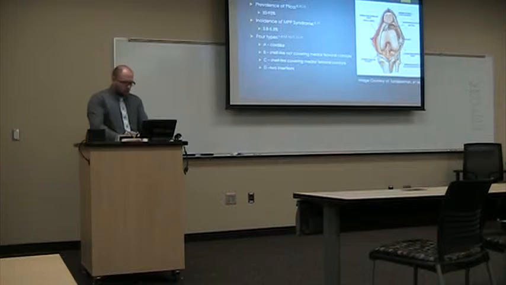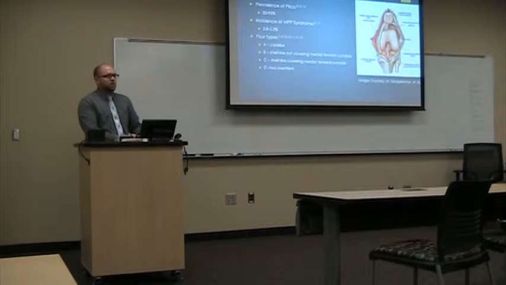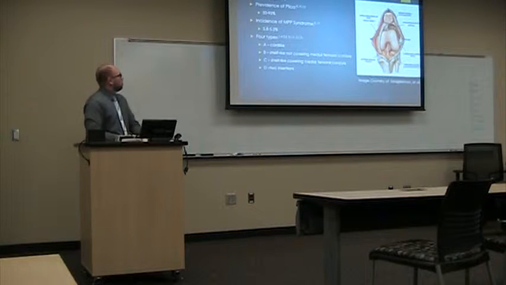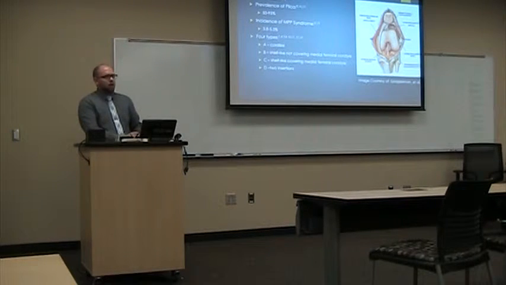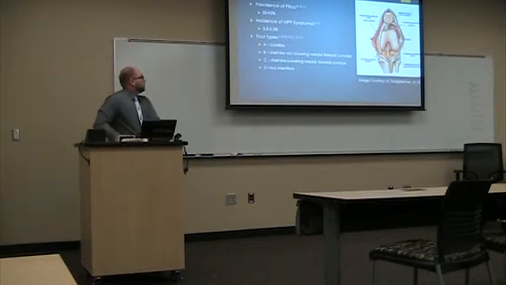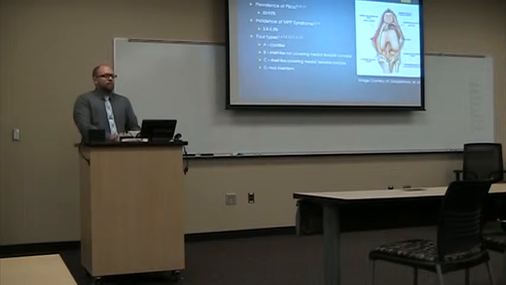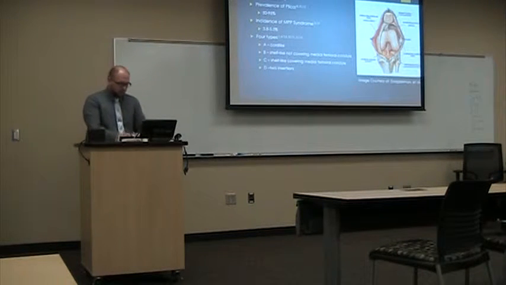joint health. The plica is prevalent within about 50 to 95% of the population, and that's an overall population, not just an athletic population. The incidence of this syndrome is only 3.8 to 5.5% of people, so it's not a very common condition, and that's why it's very undiagnosed and misdiagnosed.